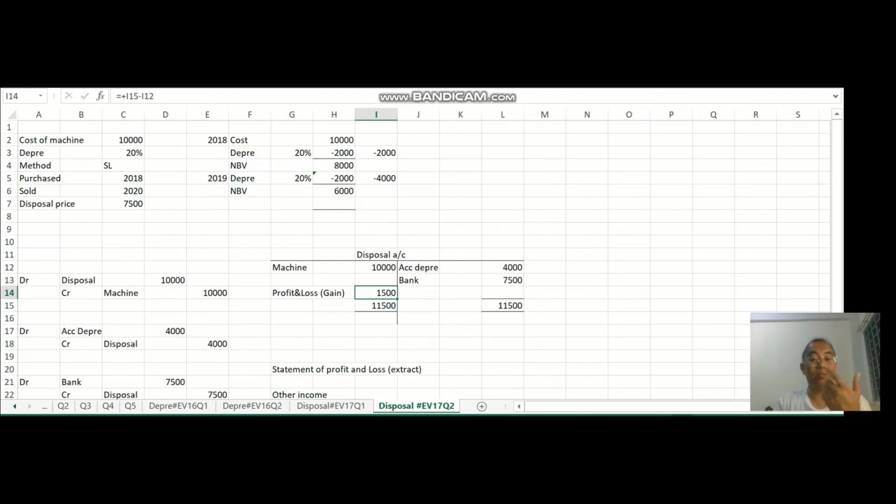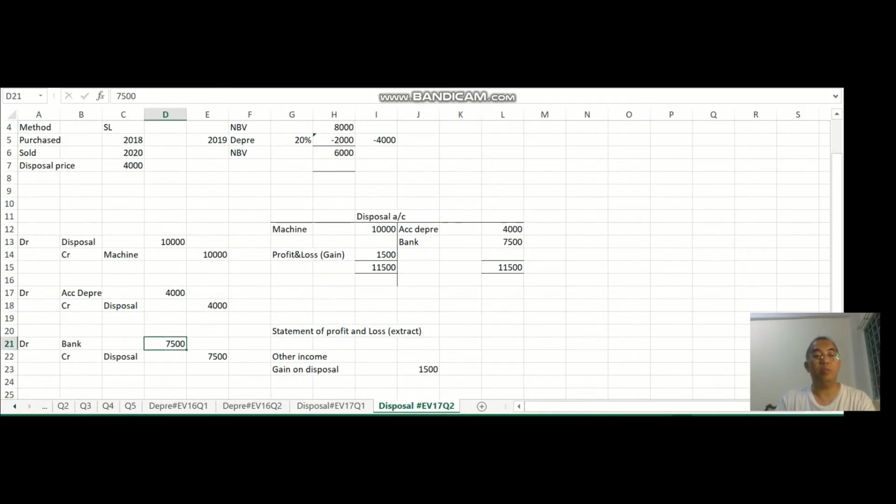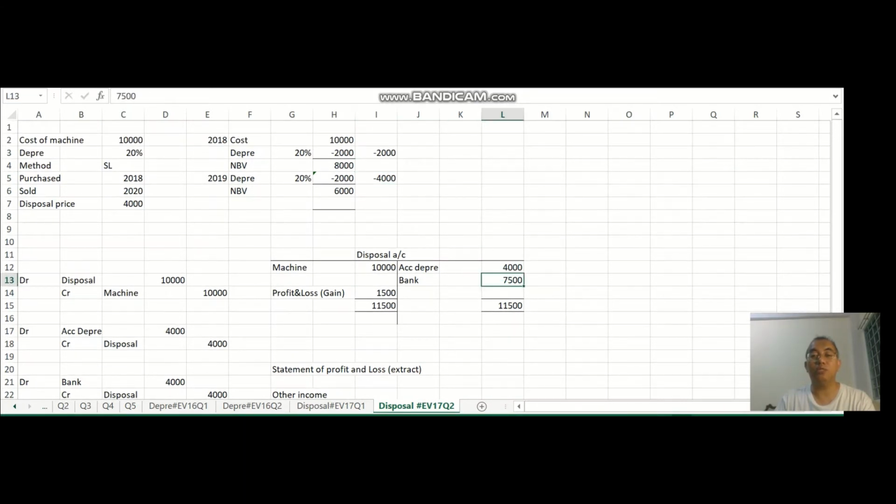Okay, now let's change a bit for this question. Let's say we dispose the machine at, alright, how much do I want to sell? Okay, people want to buy at a very low price. So maybe we sell at 4,000. Okay, if 4,000, you debit bank 4,000 because you receive money only 4,000, and credit disposal at 4,000. So accumulated depreciation still stays 4,000. Bank, you only receive 4,000.